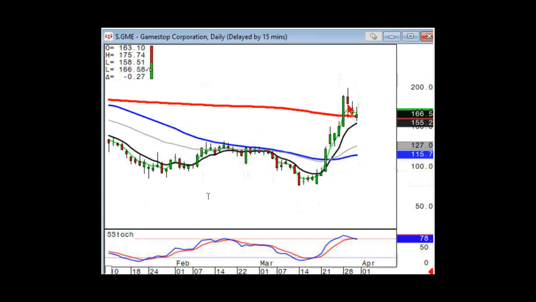GameStop's now up to 195. All right. Reported stock. Okay. So that's now indicating a J-hook pattern.